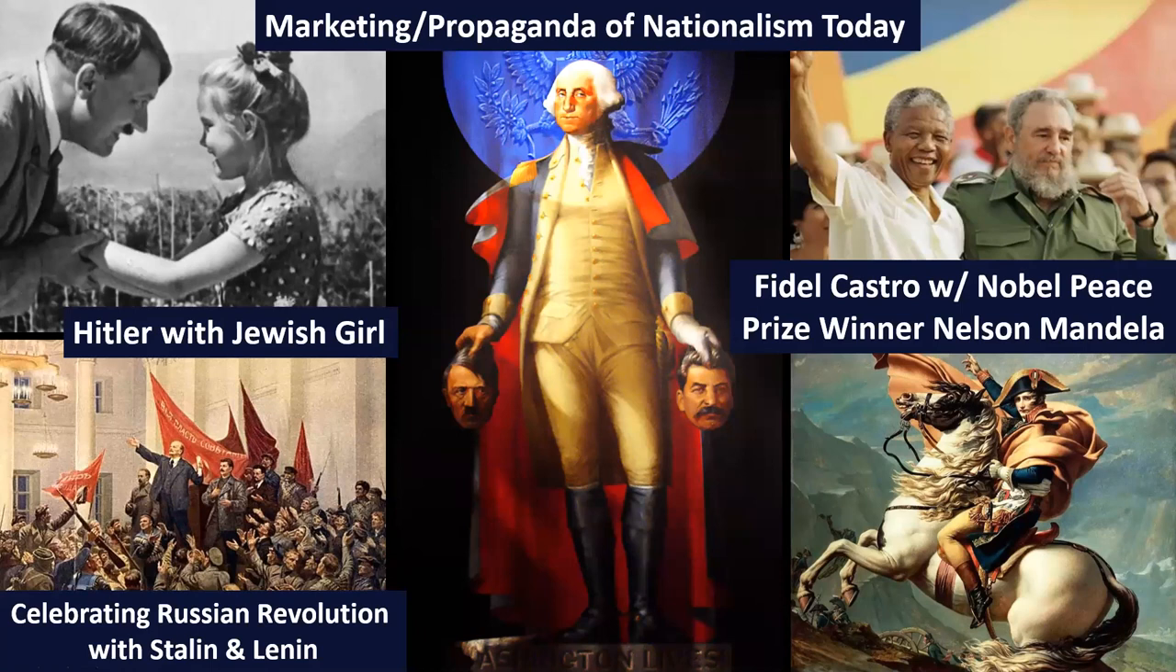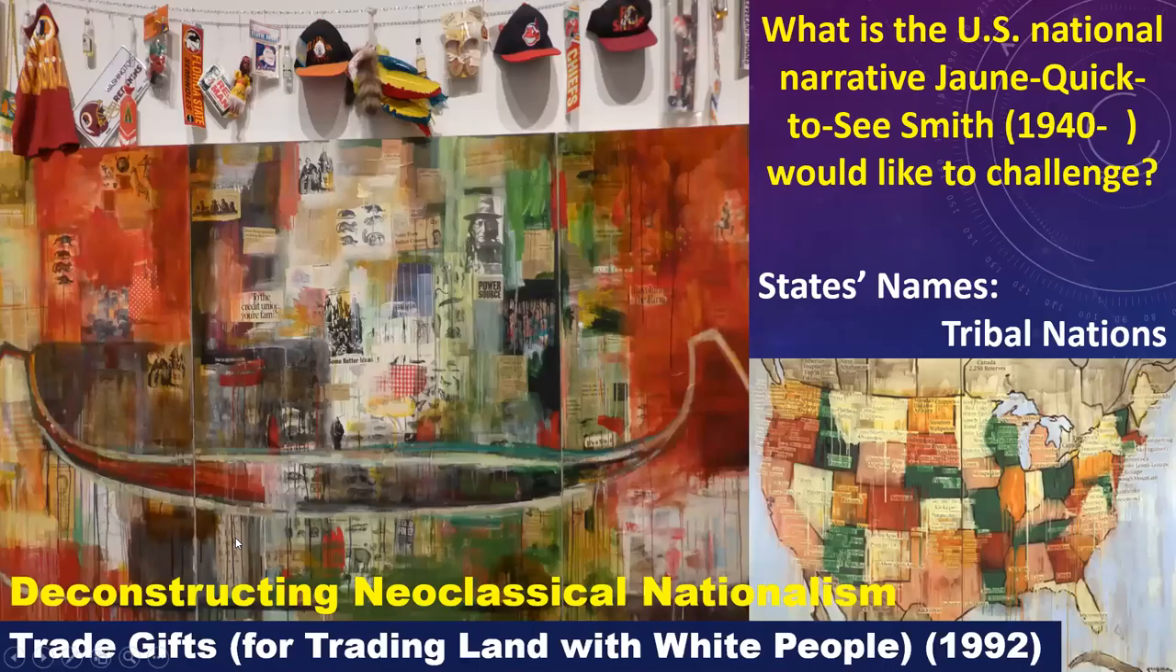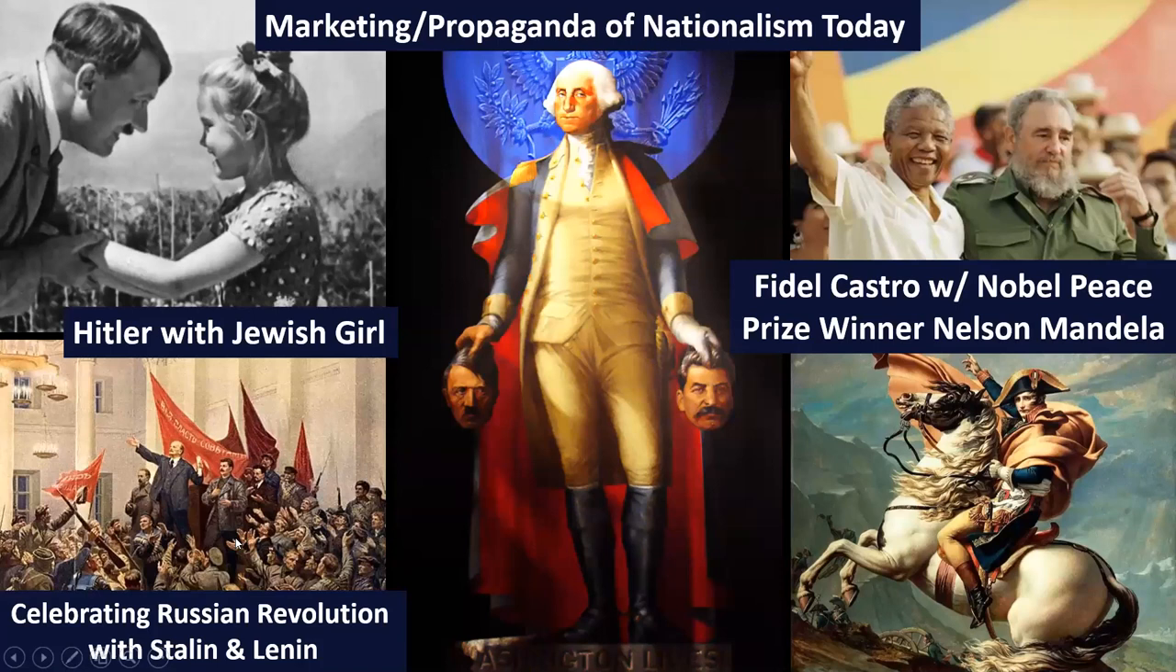So Hitler did it. Note, this is Hitler with a Jewish girl right before the atrocities began. Fidel Castro recently has done it with Nobel Peace Prize winner Nelson Mandela, celebrating the Russian Lenin and Lenin when they have the Russian Revolution. And note, they appear like a hero of the individuals before they really start to eradicate 25 million of the very poor in different aspects. And then we have George Washington being redone.